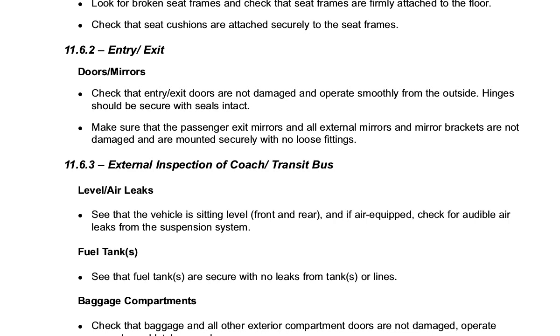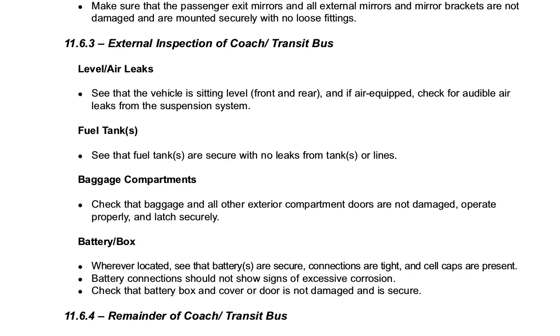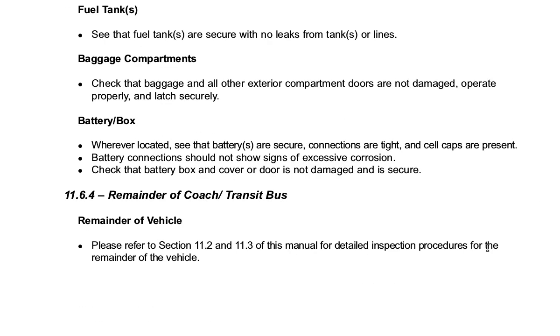External inspection of coach transit bus. Level, air leaks. See that the vehicle is sitting level, front and rear, and if air-equipped, check for audible air leaks from the suspension system. Fuel tanks. See the fuel tanks are secure with no leaks from tanks or lines. Baggage compartments. Check that baggage and all other exterior compartment doors are not damaged, operate properly, and latch securely.